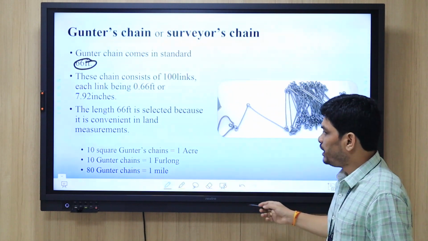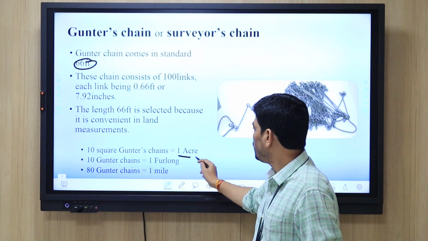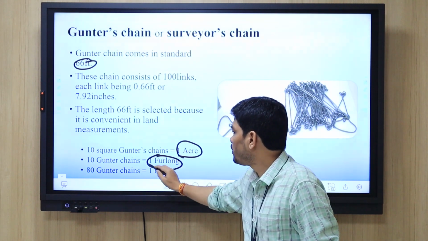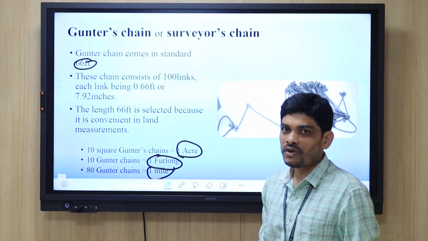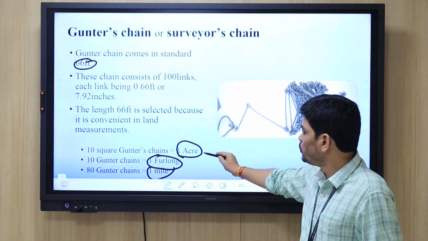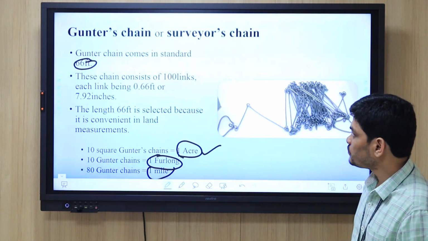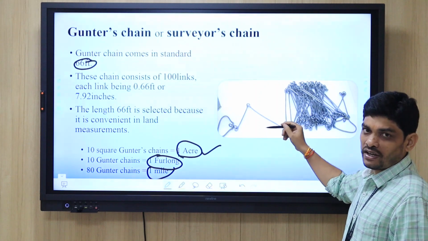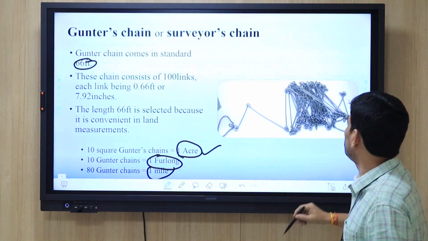See here, with the help of this one, people commonly used 1 acre, furlong, mile. These are our terminologies from before independence. After independence, in rural India, we still use these things only. That's why people are using the Guntur chain only. In the market also, the surveyor or village surveyor is using this thing only.